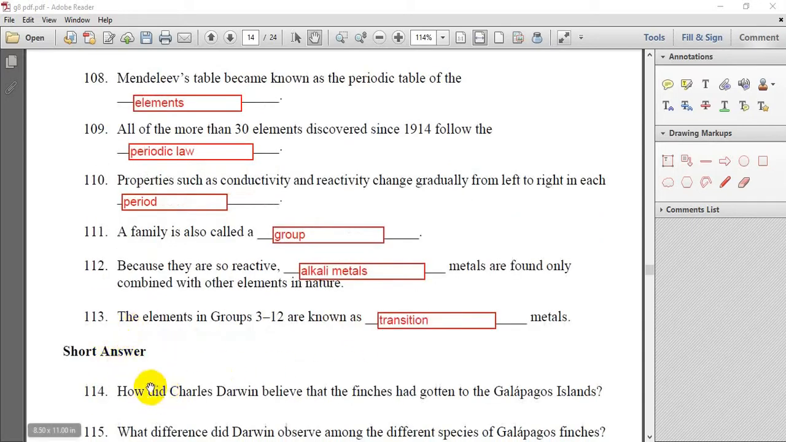From the next time we will complete solving the revision sheet, and we will start with short answers. So remember, we stopped at question 113.